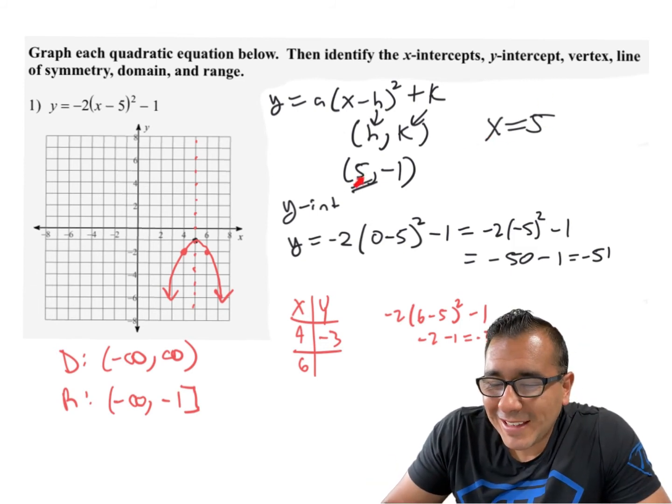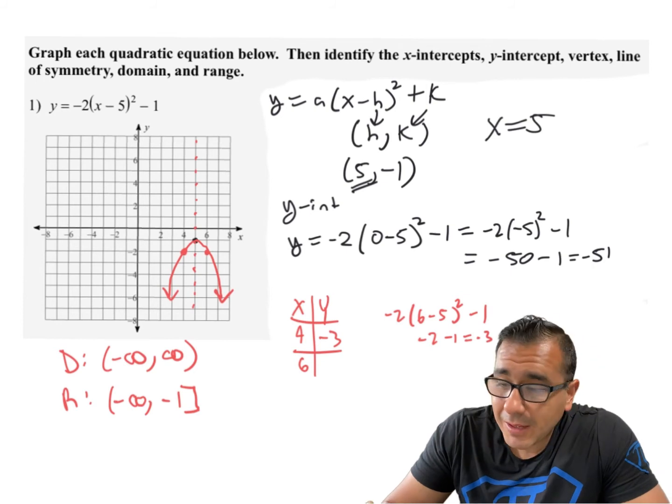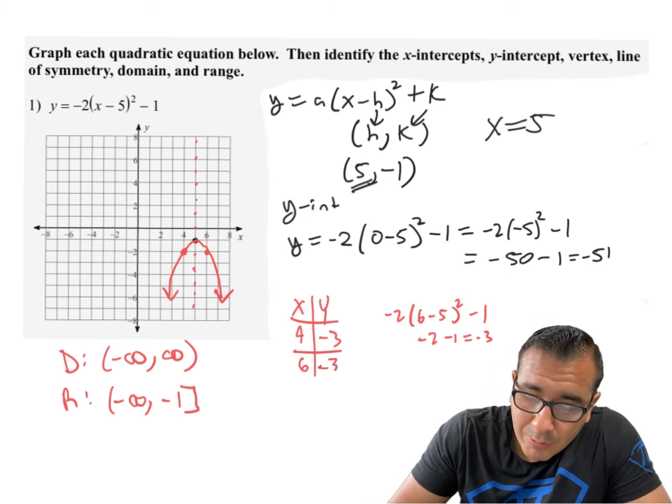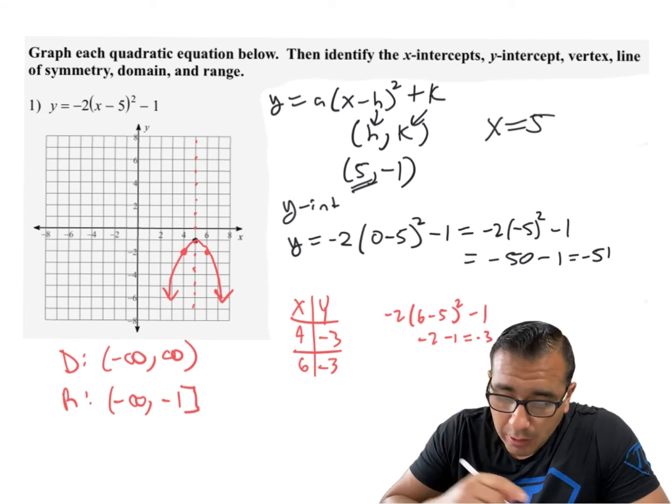So get that vertex, that x coordinate, and again, plot a point to the left of it, plot a point to the right of it. And so this was also -3. Cool. Want to do one more? All right, follow me.